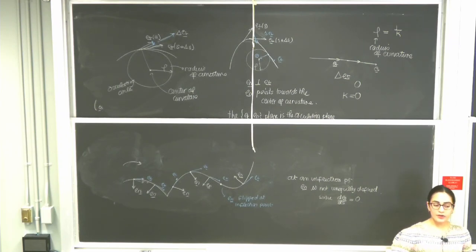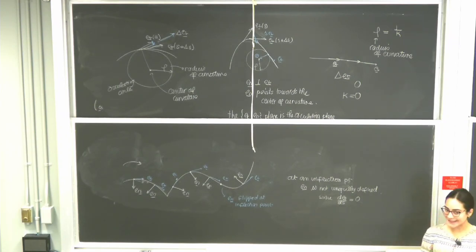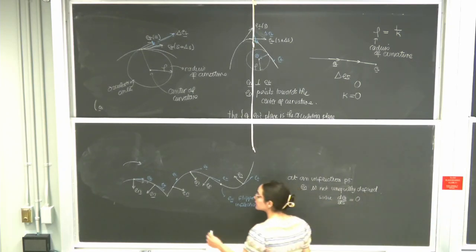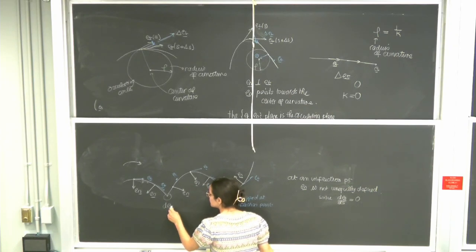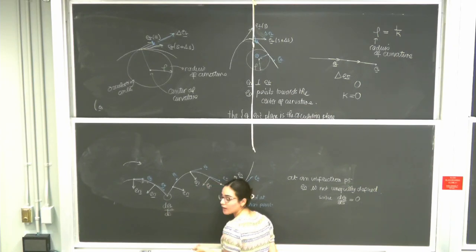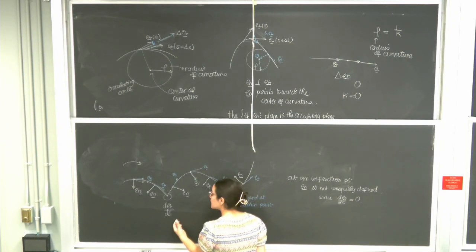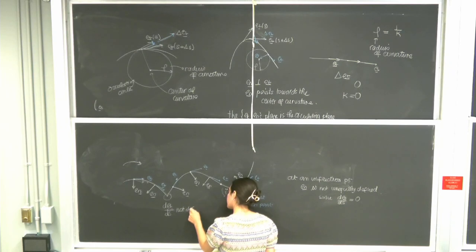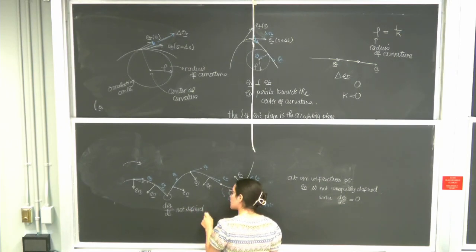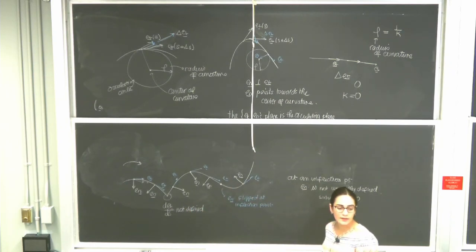So there are other instances also where EN is not uniquely defined. Can anyone think of an instance where EN is not uniquely defined? Exactly. When you have a cusp like this, also the derivative dEt by ds is not defined because the function is not differentiable at that point. So dEt by ds is not defined, and we cannot draw En at this corner.